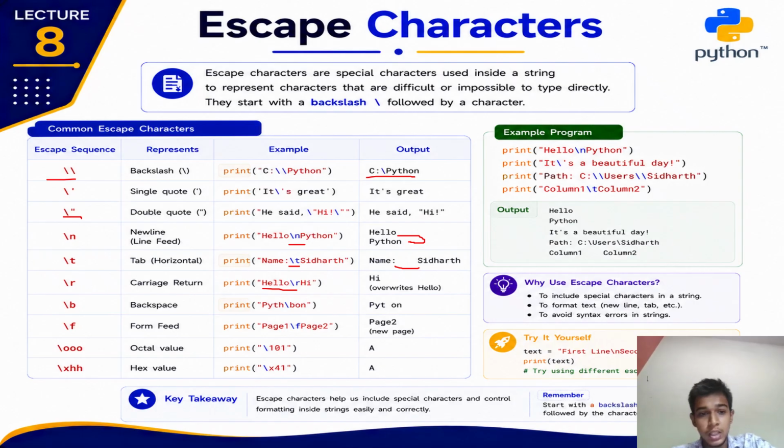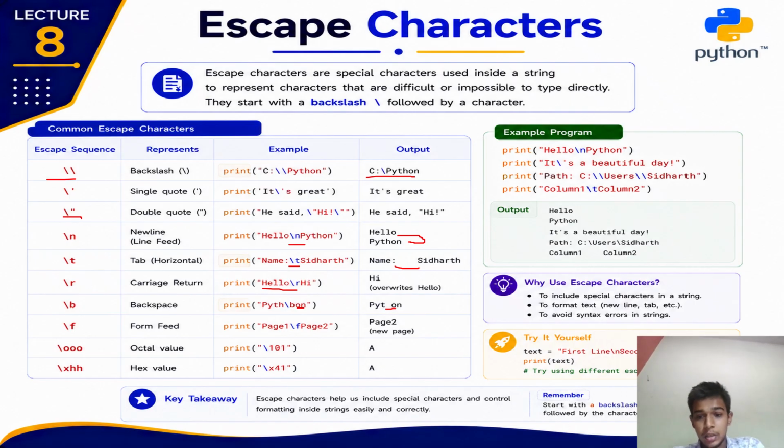Now the next one is backspace, which is indicated by backslash b. It removes the character immediately before it. For example, you can see here pyth, then backslash b and on. You can see that h is removed here and a space instead of h is present.